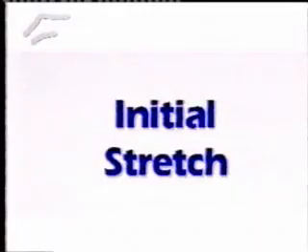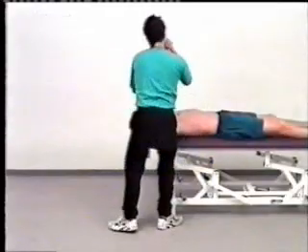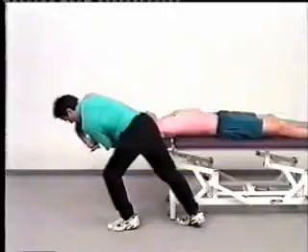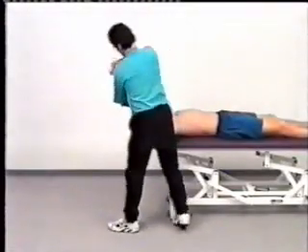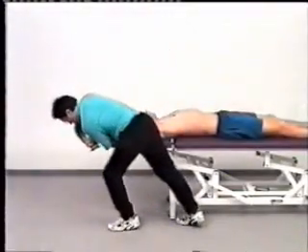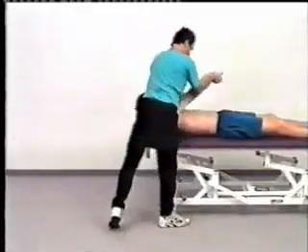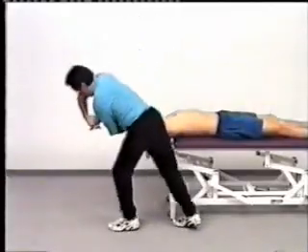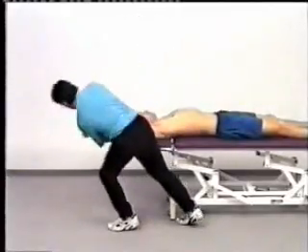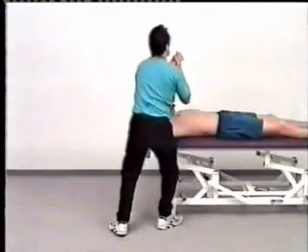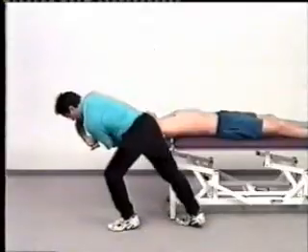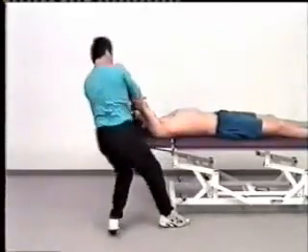Initial stretch. And squeeze. The initial stretch of the elongated muscle chain is achieved by shifting the weight onto the left leg. And squeeze. And pull down.